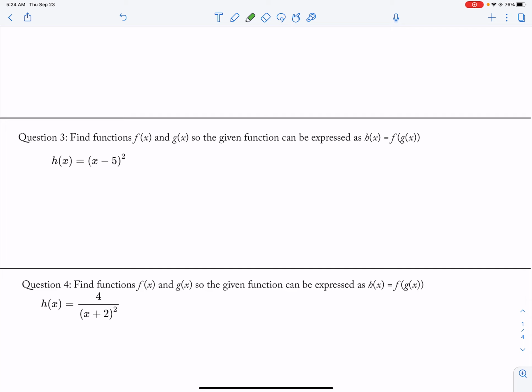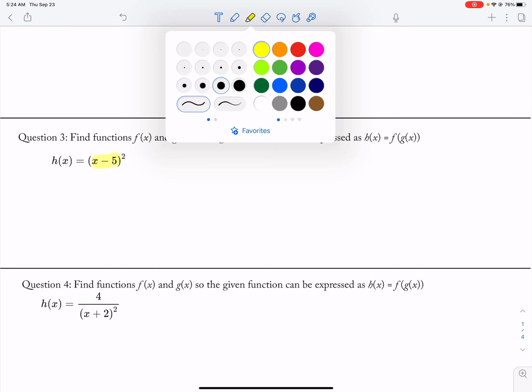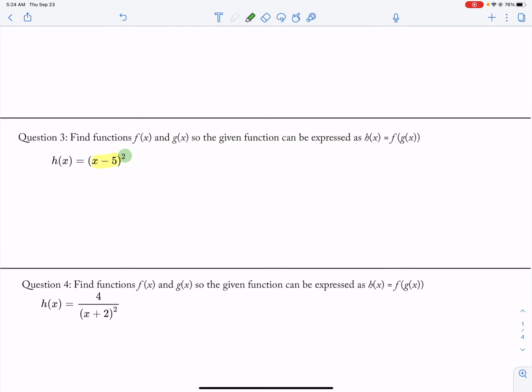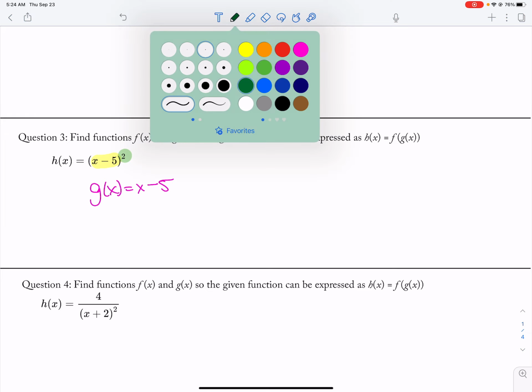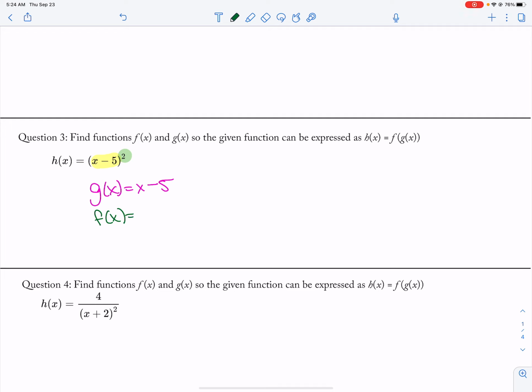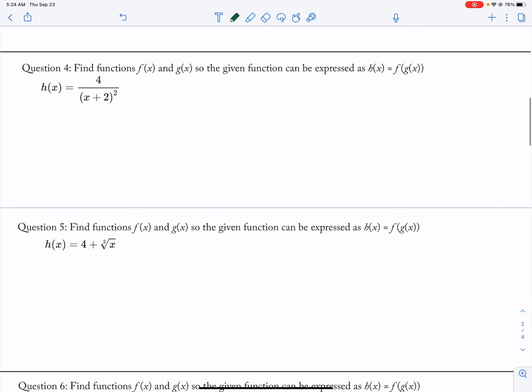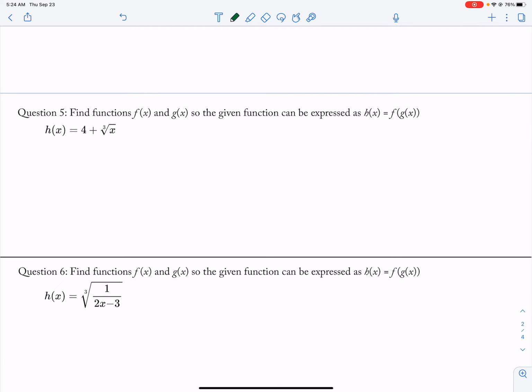Again, inside and outside functions. So I'm looking for the inside function. That's my g of x, and then I'm looking for the outside function. So my g of x is x minus 5, and my f of x is something squared. And if you don't know exactly whether or not you got the right thing, find this. Find f of g of x and see if you get to that h of x. Okay. So this one's a little tricky.